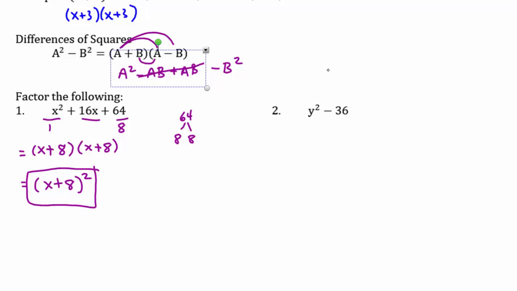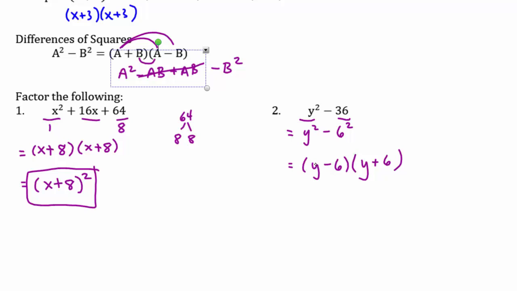Now this is not a trinomial, so we can't use the other methods. This is a binomial, just two terms. And if I look at this, this is the same as y squared minus 6 squared. See, these are the difference of squares. So like we did earlier, we can factor this as y minus 6 times y plus 6.